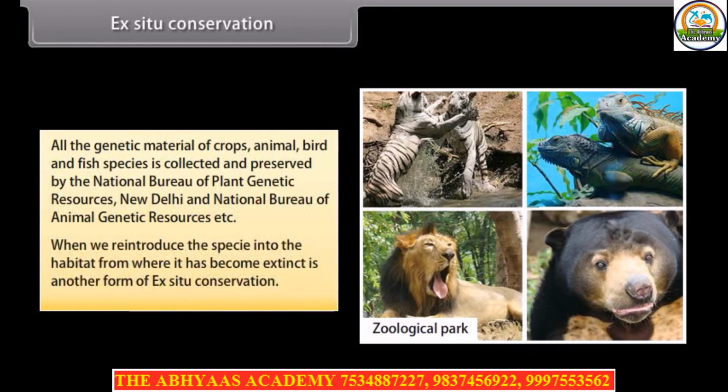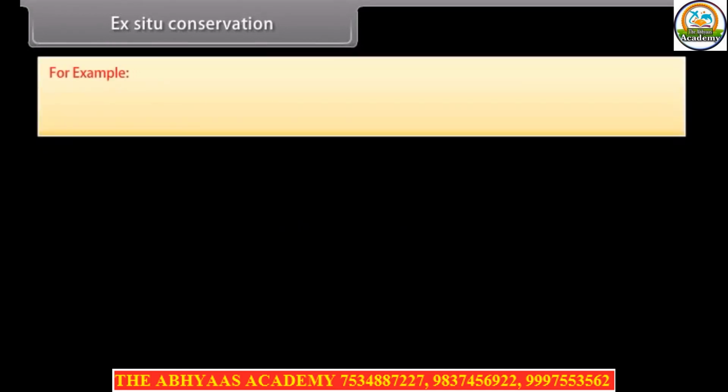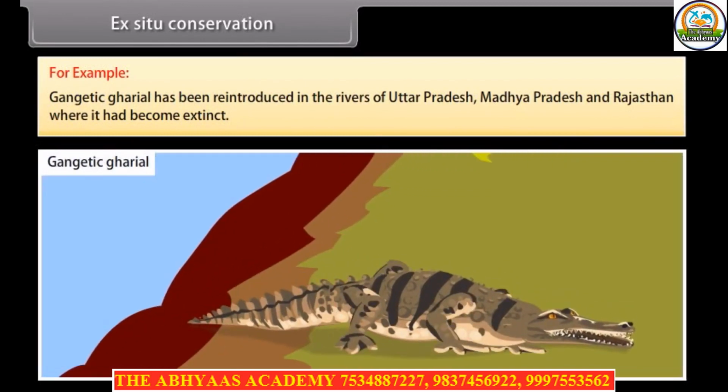Reintroducing a species into the habitat from where it has become extinct is another form of ex situ conservation. For example, the Gangetic gharial has been reintroduced in the rivers of Uttar Pradesh, Madhya Pradesh and Rajasthan where it had become extinct.